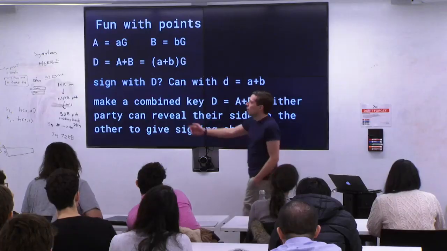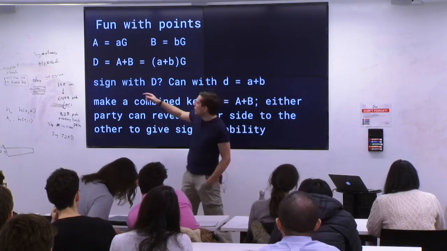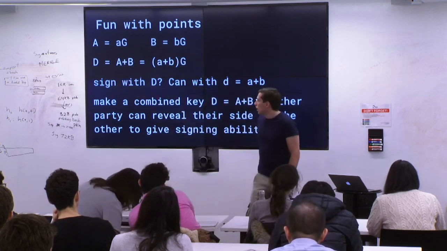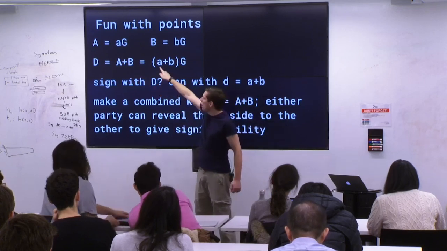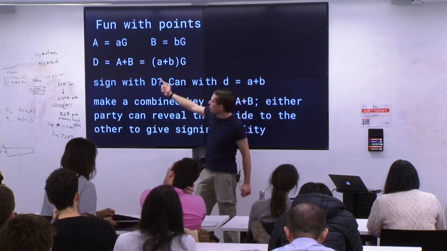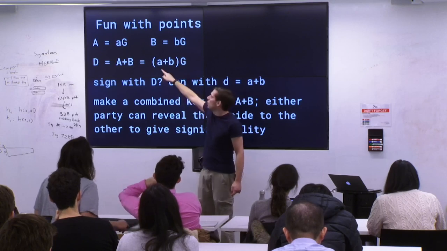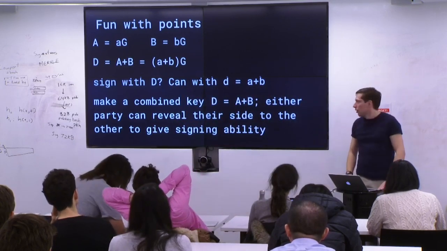So you say, okay, well, there's a public key A, there's a public key B. And we'll define D as the sum of these two public keys. The thing is, if you're summing these two public keys, it's commutative, and it's the same as saying the sum of the two private keys times G, right? A times G plus B times G is the same as (A plus B) times G, which is another really cool property.